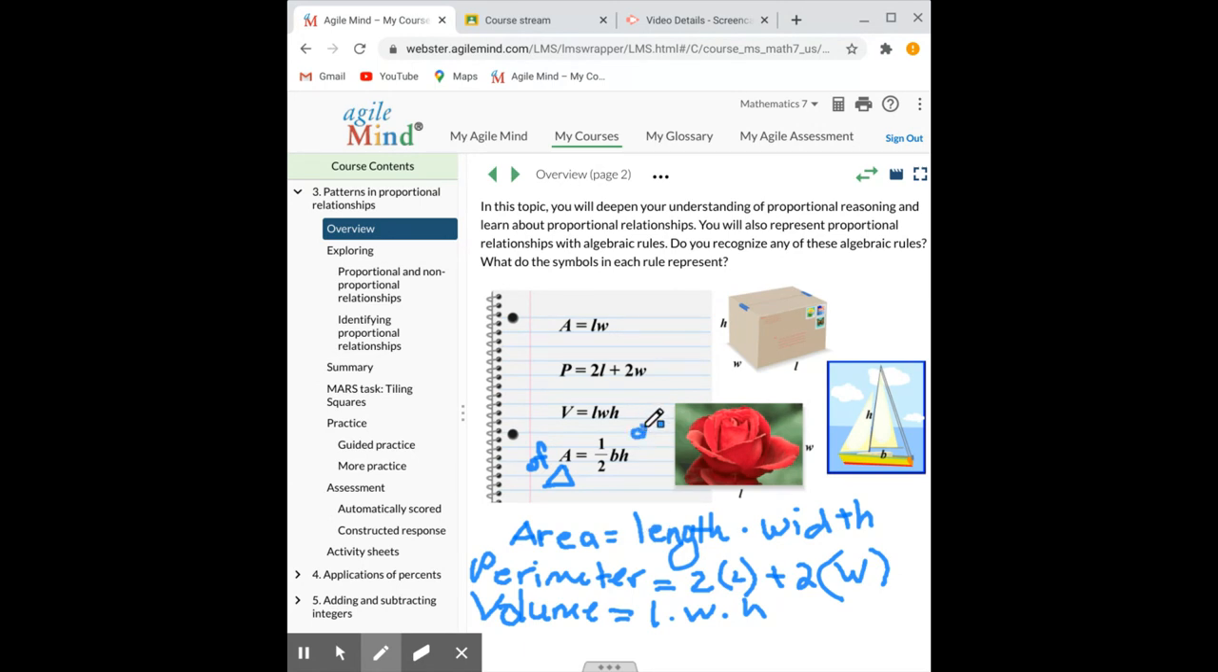Or you could say 0.5 times base times height. Remember that these just mean that we're multiplying all of this together, okay? So we're going to use these and see if we can find out some stuff.